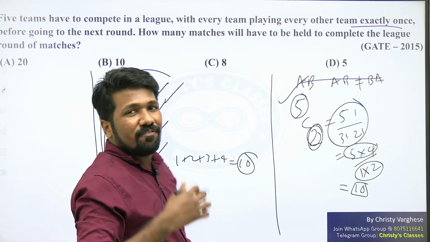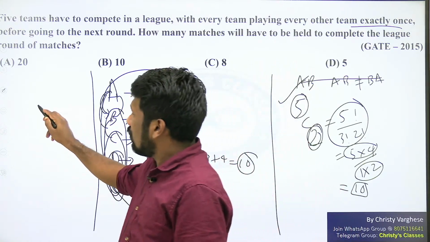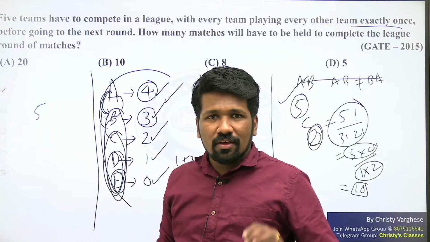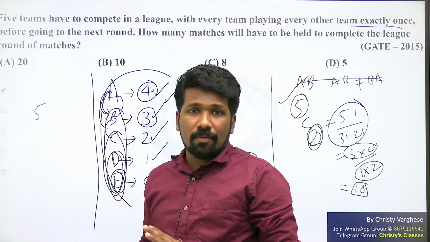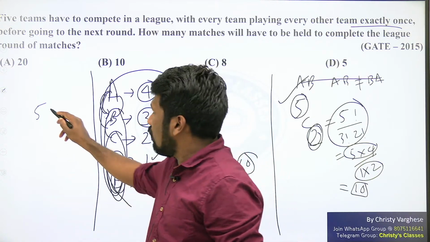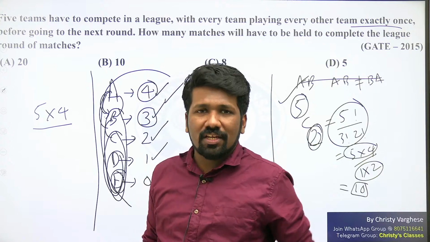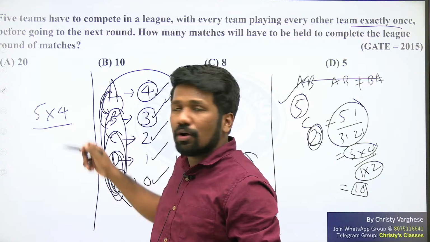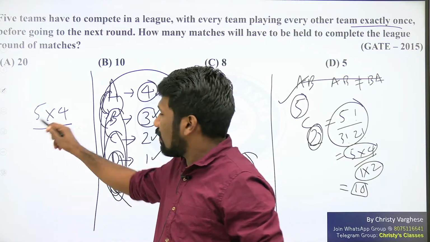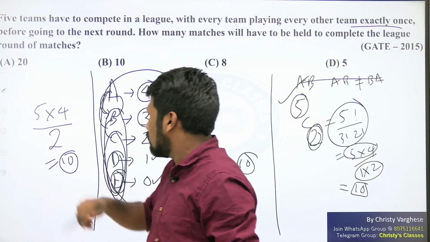If you use the fundamental theorem of counting, that way also you can do it. How? Just generally think, 5 teams, everyone will play with 4 people, 4 teams each. So 5 into 4 ways will be there. But among them, half of them are repetition, because A's match with B, B's match with A, both are counted in this 5 into 4. So only half of it can be taken. That way also you get this 10.